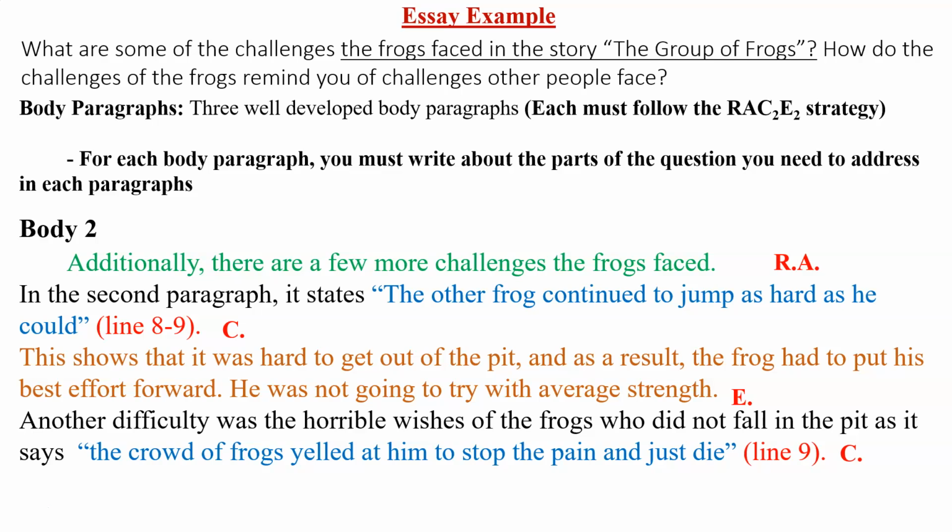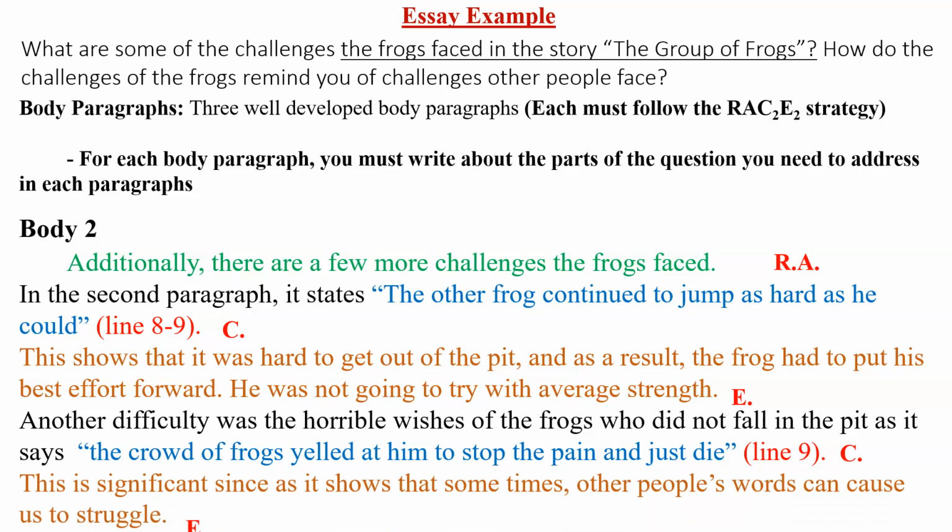Additionally, there are a few more challenges the frogs face. Now notice what I did there. Additionally, a transition word, because I'm still connecting the information. The information is linked. This paragraph is related to the previous paragraph and related to the entire essay. So transition words are needed. You also have a chart attached to the task when you get the assignment. I said a few more, but I'm only going to talk about one. You got the RA right here, just the same way. C, E, C, E.